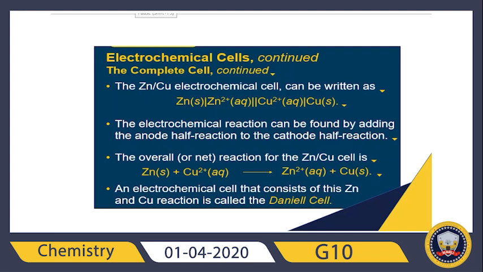Guys, an electrochemical cell that consists of this zinc and copper reaction is called what? It is called the Daniell cell. So the Daniell cell is an electrochemical cell that consists of what? Zinc, in which the zinc is the anode, and copper, in which the copper is the cathode.